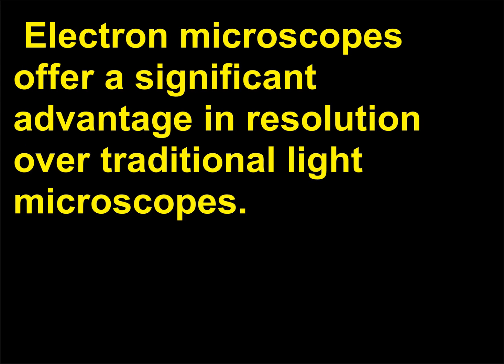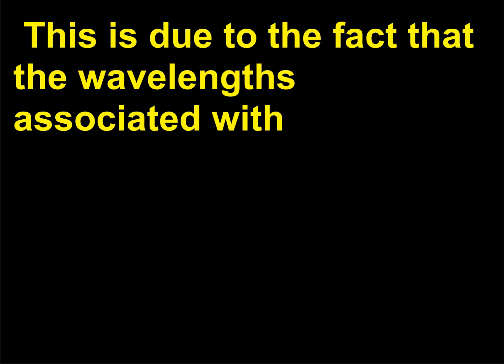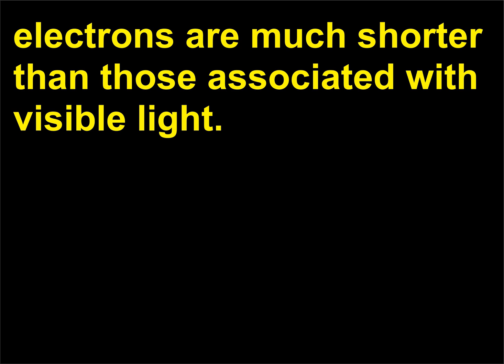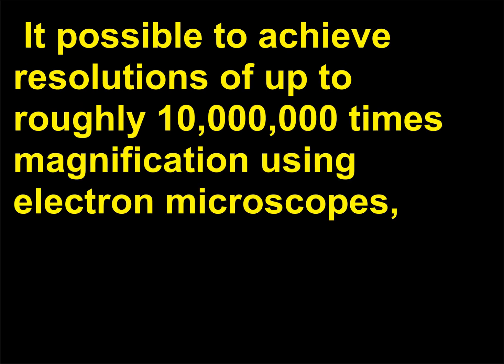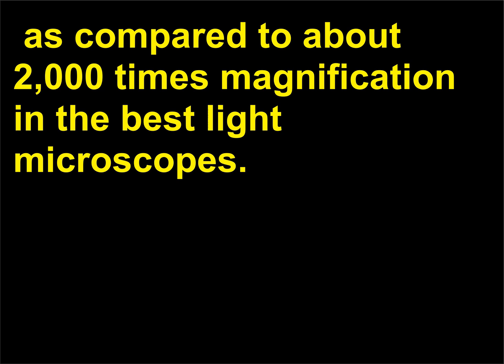Electron microscopes offer a significant advantage in resolution over traditional light microscopes. This is due to the fact that the wavelengths associated with electrons are much shorter than those associated with visible light. It's possible to achieve resolutions of up to roughly 10 million times magnification using electron microscopes, as compared to about 2000 times magnification in the best light microscopes.